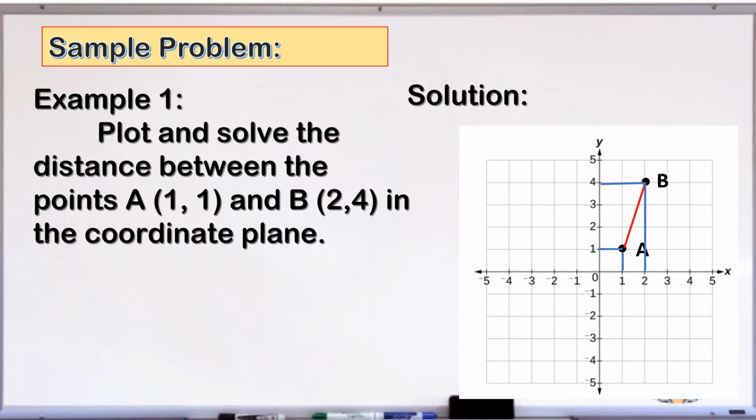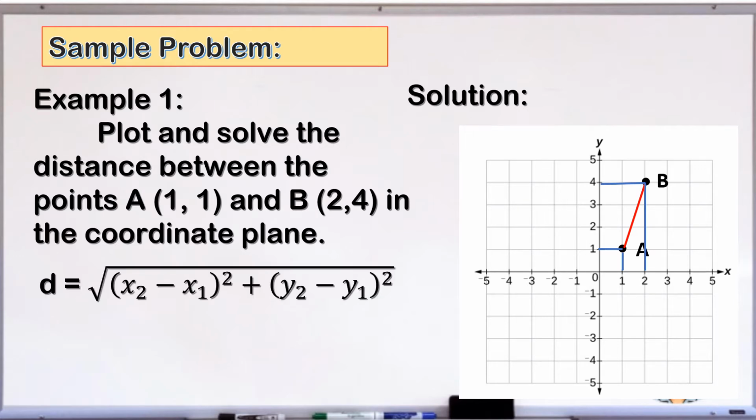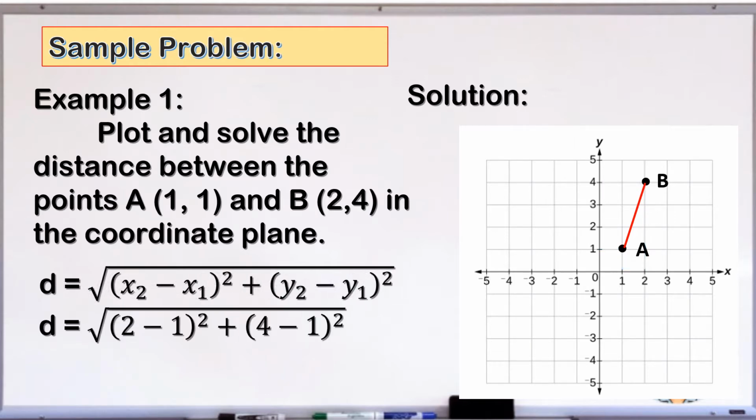So to find the distance na between A and B, using the formula, the square root of the quantity of x sub 2 minus x sub 1 squared plus the quantity of y sub 2 minus y sub 1 squared, let x sub 1 is equal to 1 and y sub 1 is equal to 1 and x sub 2 is equal to 2 and y sub 2 is equal to 4. So by substitution, we have the square root of the quantity of 2 minus 1 squared plus the quantity of 4 minus 1 squared, which is equal to the square root of 1 squared plus 3 squared.